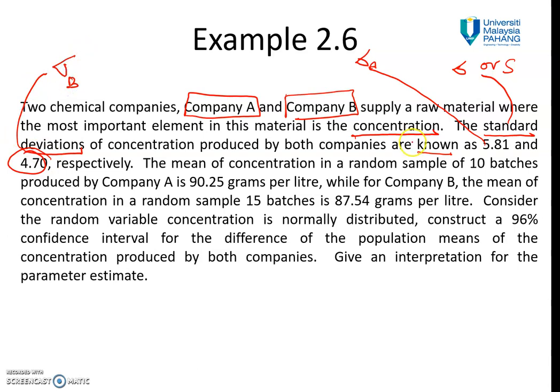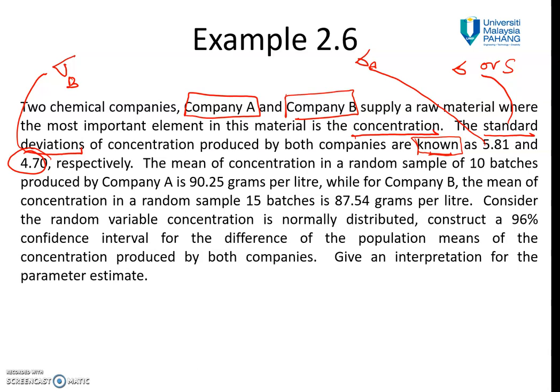The other word that shows this is known, I mean the population variance or the population standard deviation is known, is the word "known" as well. That means the standard deviation of concentration produced by both companies are known as certain values. So you didn't know the sample size, that's why it becomes sigma, and the word known shows it's sigma as well. That's how you differentiate whether it is from a population or from a sample.